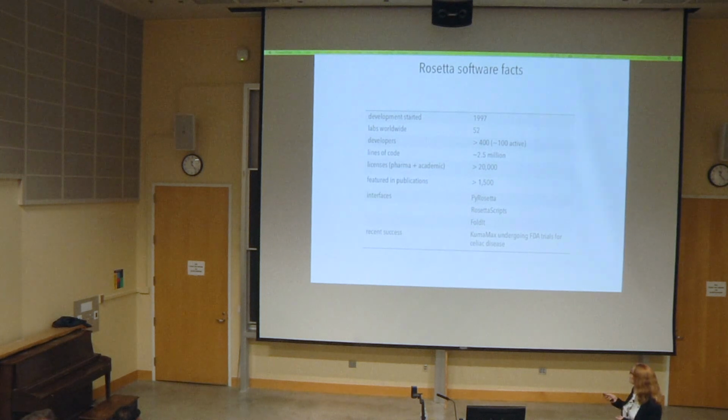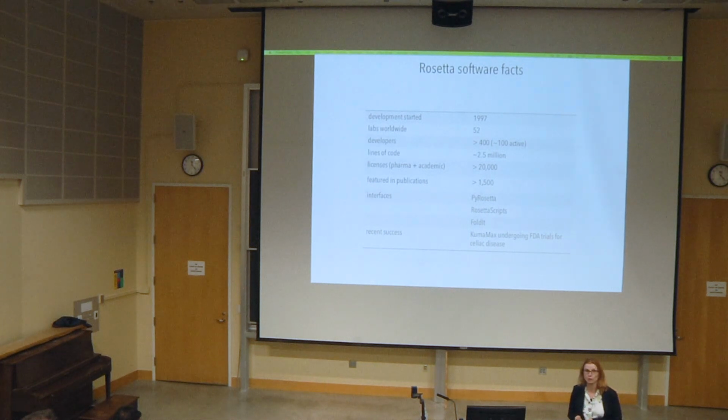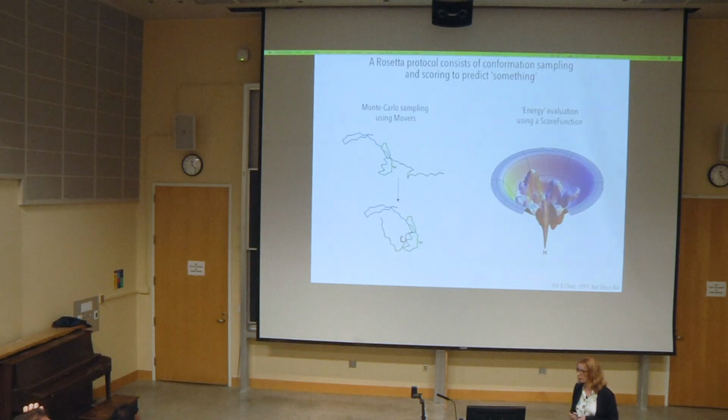We have several different interfaces, and one of the recent successes is ChemE, which is an enzyme to break down gluten in the stomach for treatment of celiac disease, which is currently undergoing FDA trials. So these are just basically a couple of numbers.